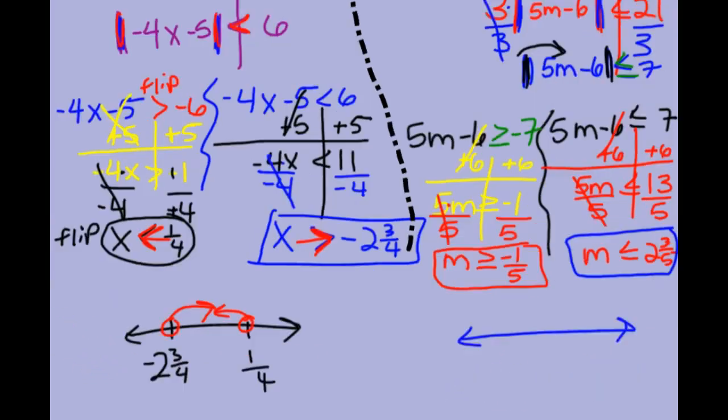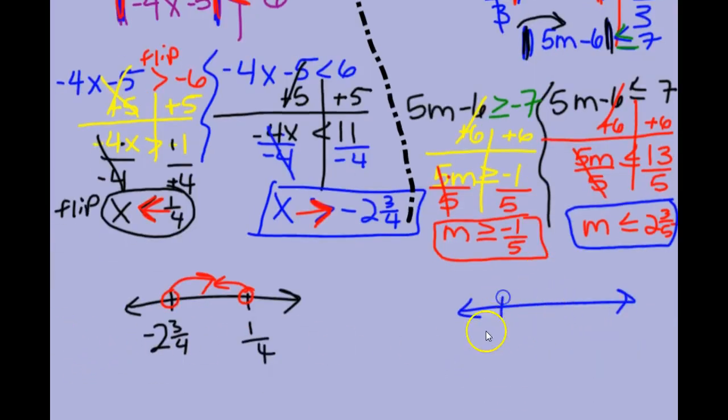And then graph it on your number line. Negative 1/5 would be the least. 2 3/5 would be the greatest. These are both closed circles because of the equal to.